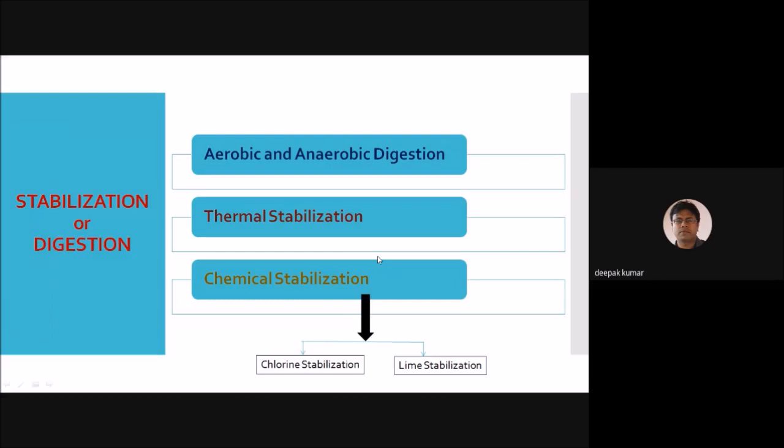Chemical stabilization can be done by two processes. One is chlorine stabilization and another is lime stabilization. Chlorine, I think you know, is also a disinfectant, so it can reduce the count of microorganisms on the surface of sludge. Lime is also used for the same purpose.